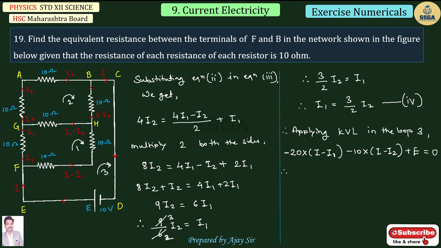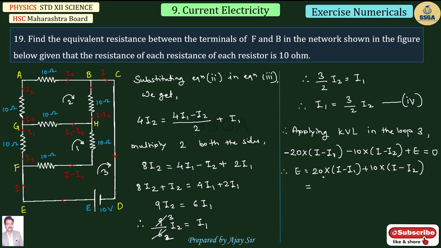So let us consider this is EMF. We will keep this EMF on one side and all these terms we will shift to the right hand side. So we keep E on the left hand side and all these negative terms we shift to the right hand side. Then this becomes 20, so minus becomes plus 20 into (I minus I1) and plus 10 into (I minus I2).